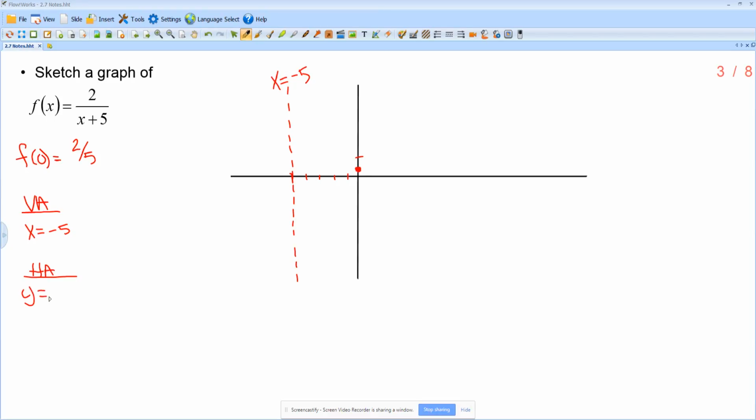Horizontal asymptote is y equals 0. So that's my x-axis. I draw my dashed line going across there, and I'll label it y equals 0. Again, horizontal asymptote was because the degree of the denominator was larger. The y-intercept we already covered, so then zeros. The zeros is when I look at the numerator and say, when is that equal to 0? In this case, that would be nowhere, so there are none.